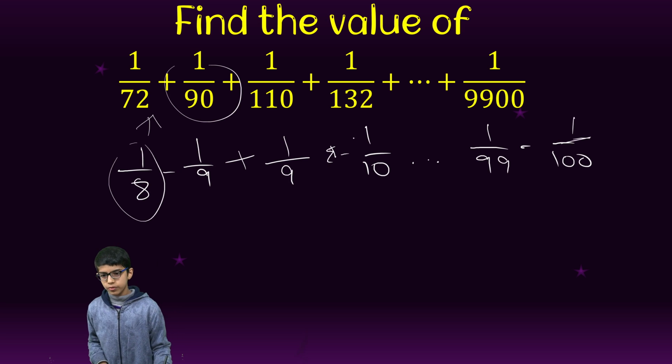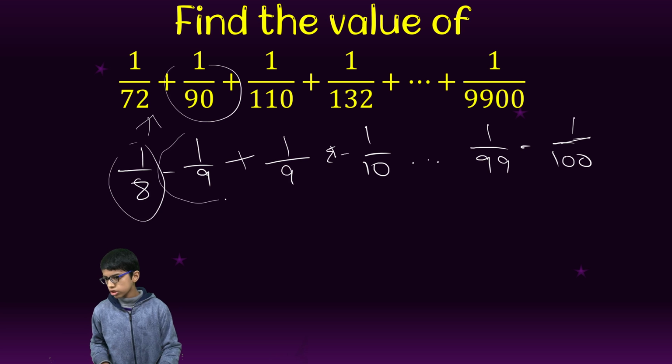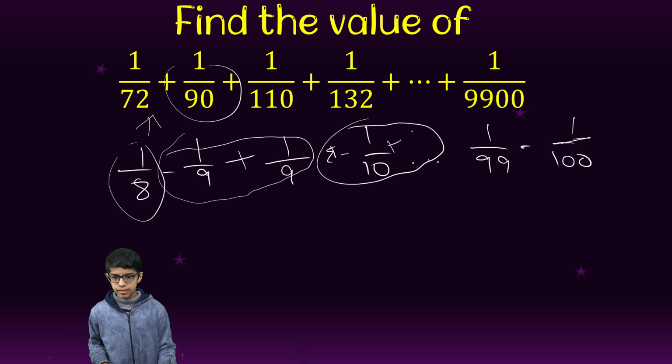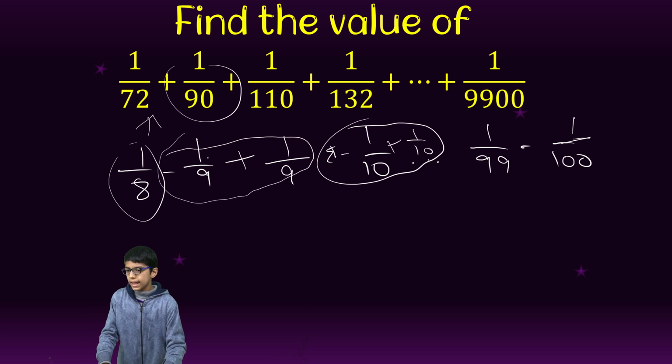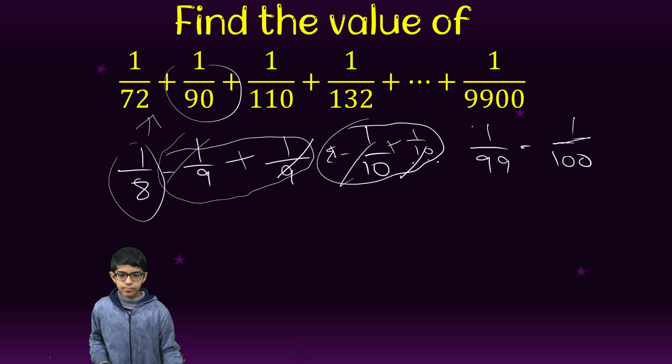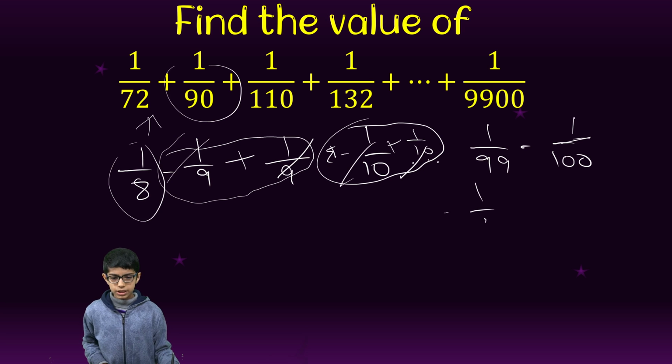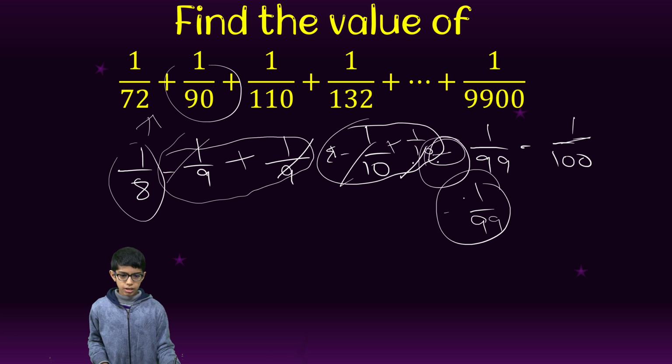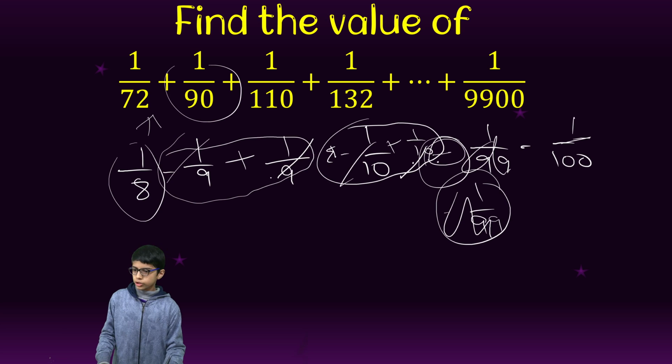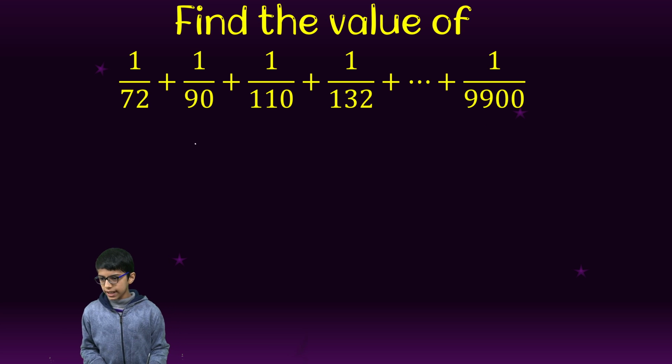Now you would think that it is a bit difficult, but when you see, then you can see that minus 1 by 9 and plus 1 by 9, minus 1 by 10 and plus 1 by 10, and these can be cancelled. Then plus 1 by 99 would be cancelled by minus 1 by 99, which would be just before here. So we can cancel this also, and what would be our final answer? 1 by 8 minus 1 by 100.